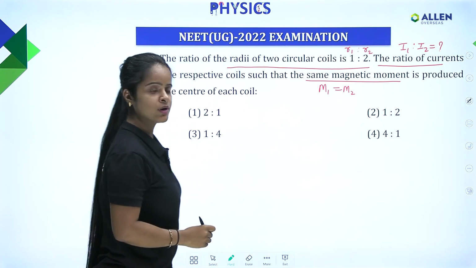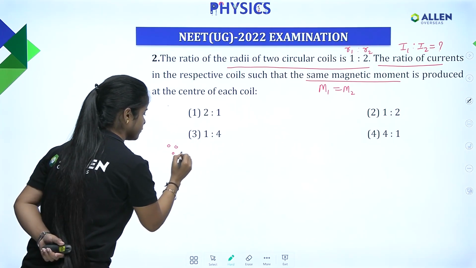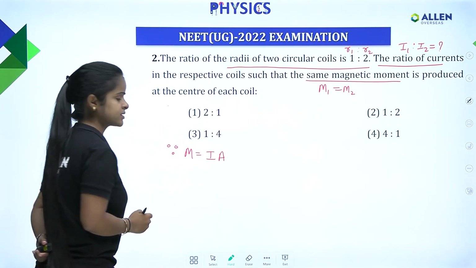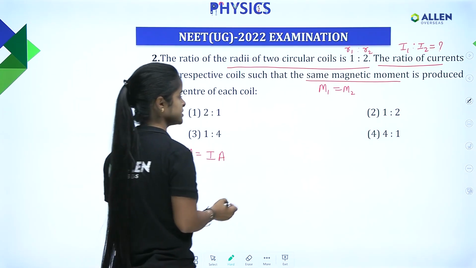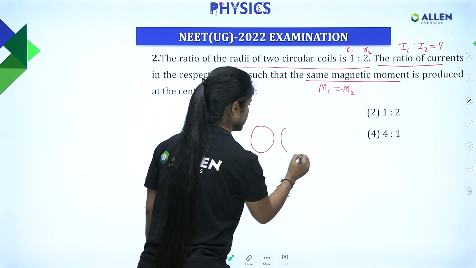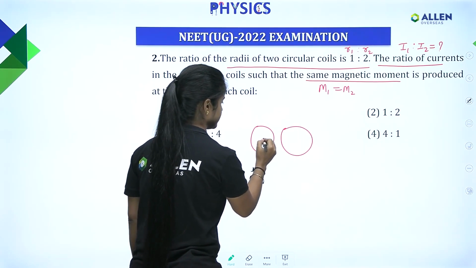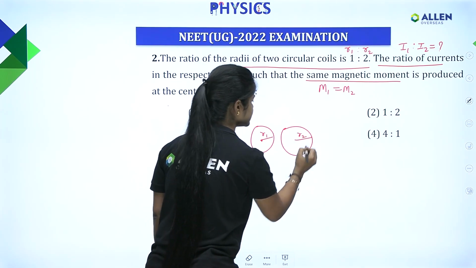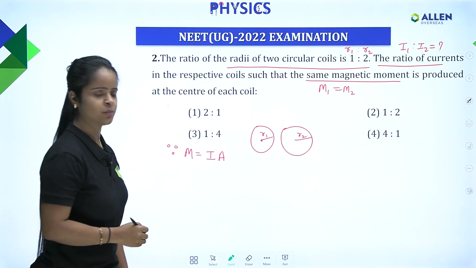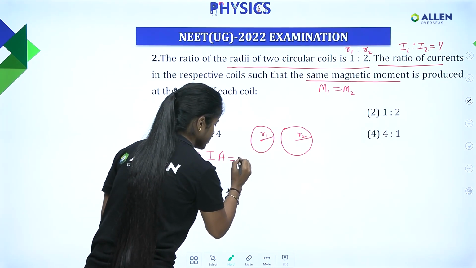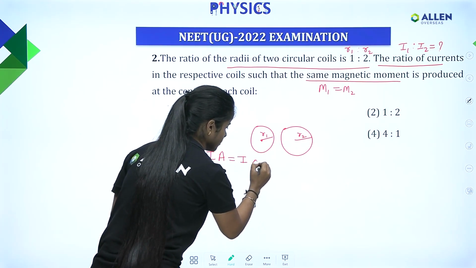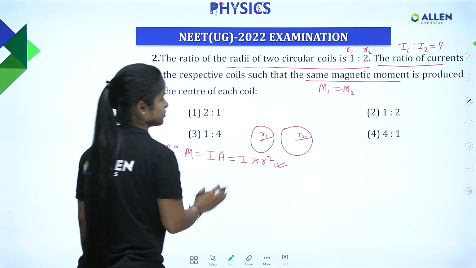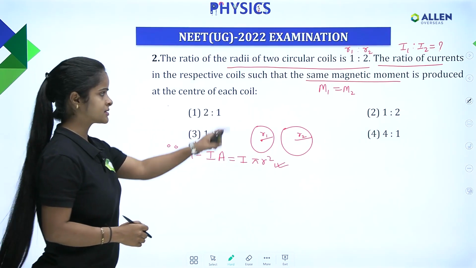Now, what is the basic, direct formula of magnetic moment? M equals IA, where I is current and A is area. Here in this condition, we are using two circular coils having radii R1 and R2. As it is known to everyone, the area of a circle is pi r square, so we are going to write this as I into pi r square.